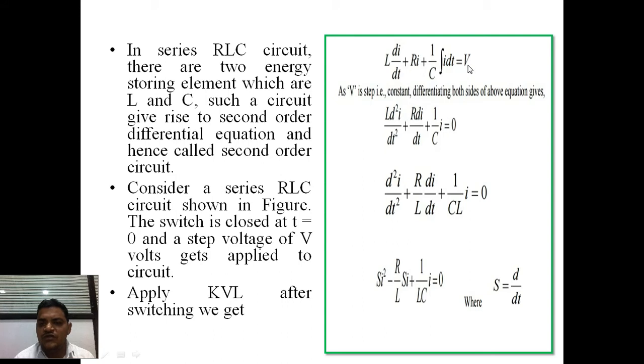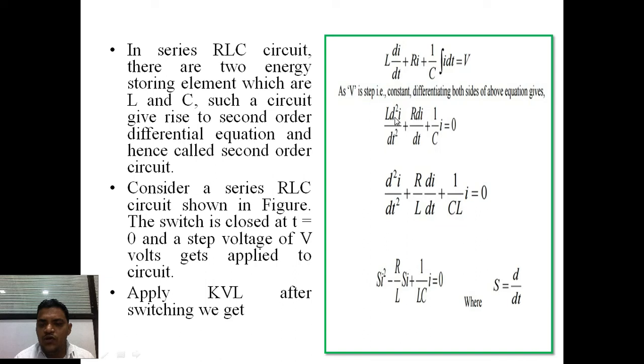Here the derivative of the constant voltage V is equal to 0, and the equation is modified to L d square i by dt square plus R di by dt plus 1 upon C. Here the integration and derivative cancel out, therefore only the parameter i remains. So we have L d square i by dt square plus R di by dt plus 1 upon C i equal to 0, and L should be divided into each term.